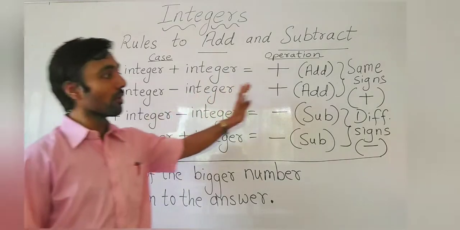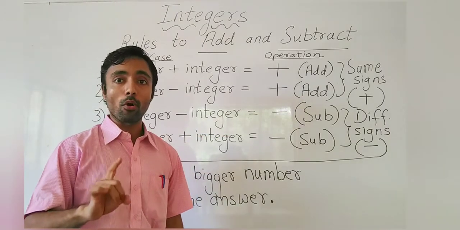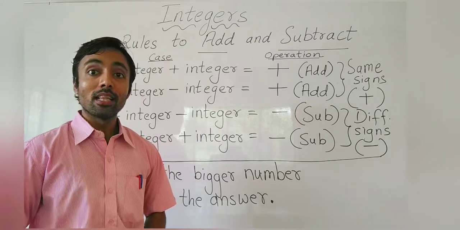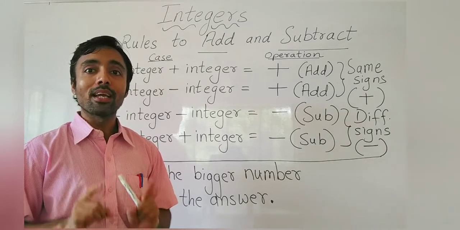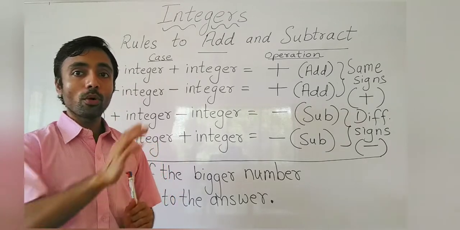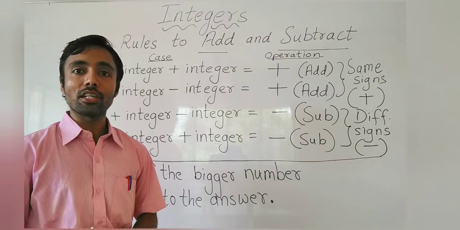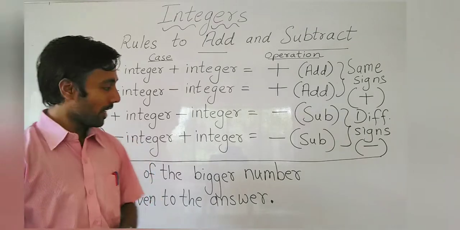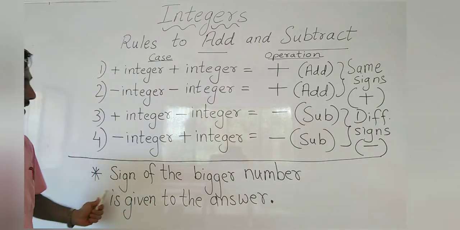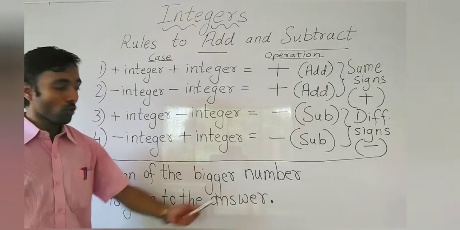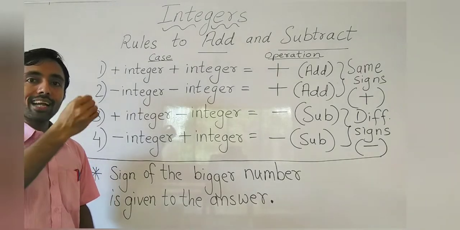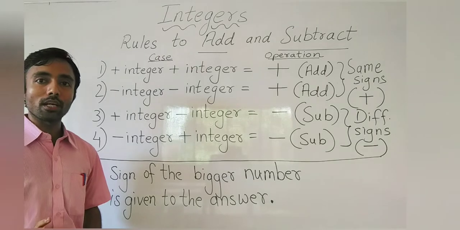Now, after doing the calculation, you have to remember a very important thing. And this is the place where most of the children make mistakes. They forget to put the sign of the answer. Now, once you have got the answer after addition and subtraction, what sign will you give to the answer? It depends on the sign of the bigger number. So, in the calculation, whichever number is bigger, that number's sign should be given to the answer.